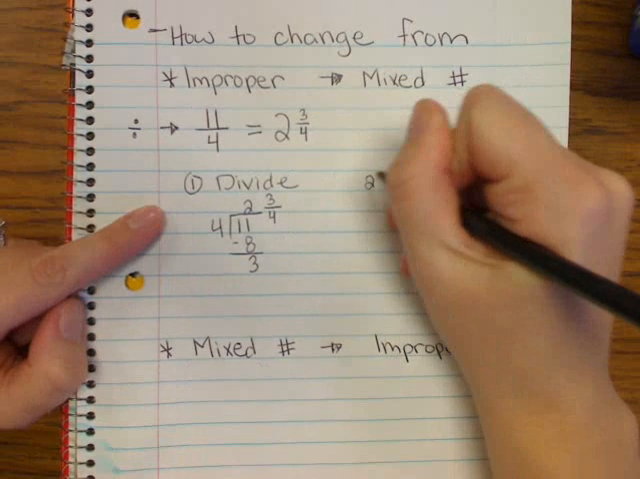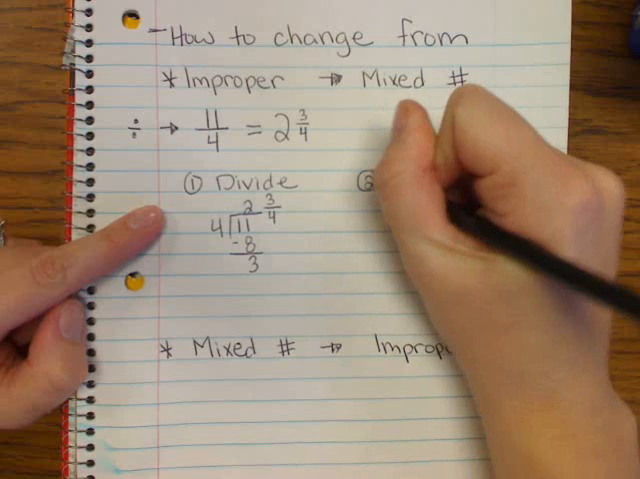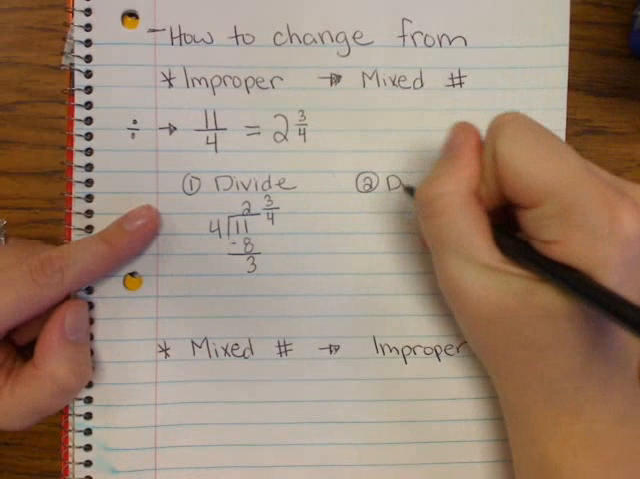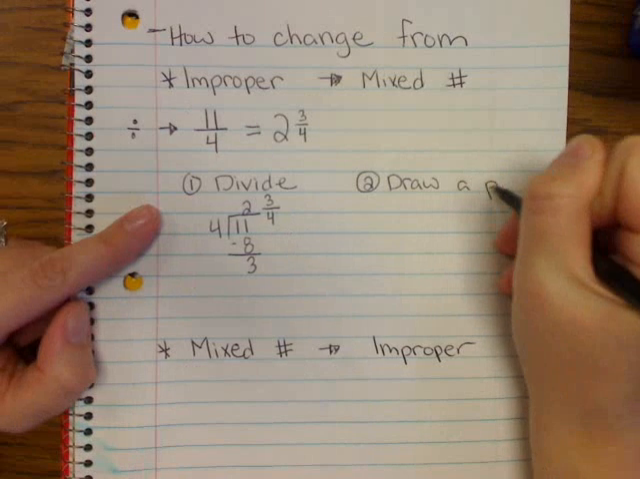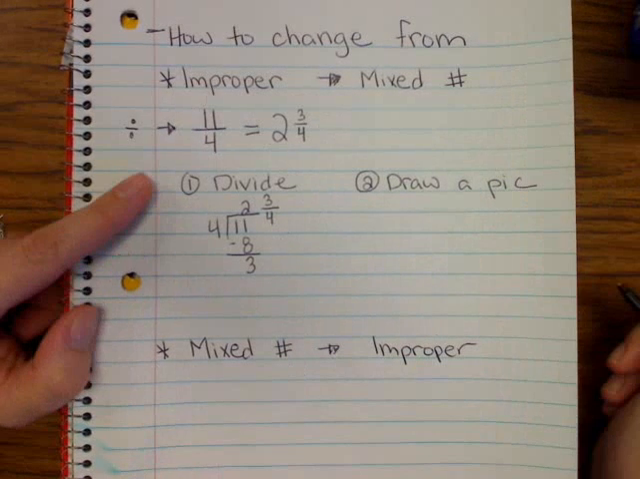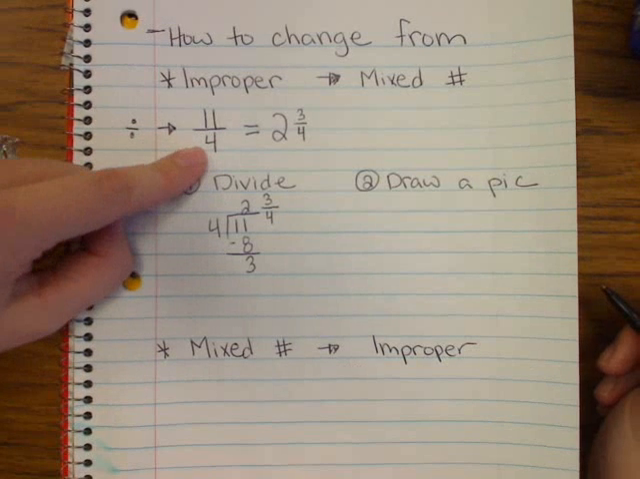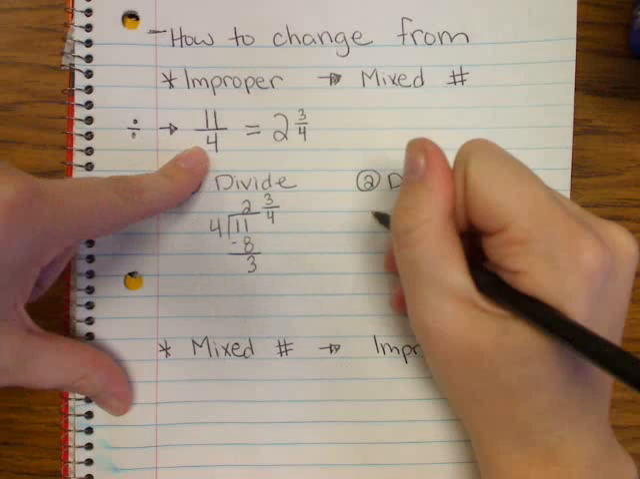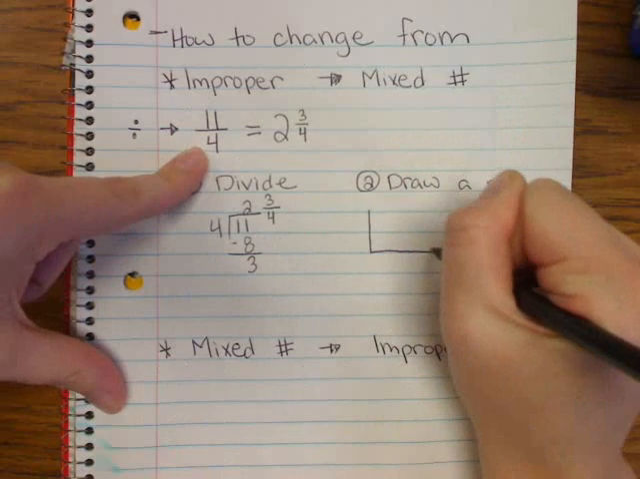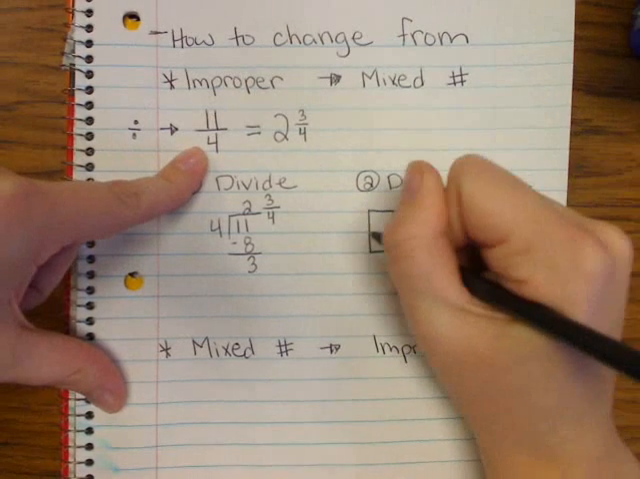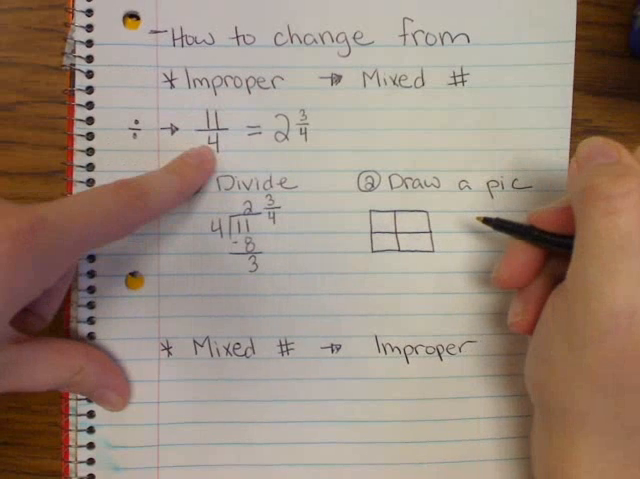Alright, let's say you get on a test or something, you can't remember that you could divide that. You can always draw a picture. Okay, remember to draw a picture, we always start with the bottom number. He's a really important guy. He tells us there's 4 pieces in a whole. I always like to draw rectangles instead of circles because it's easier to divide evenly. Alright, so my whole has 4 pieces.